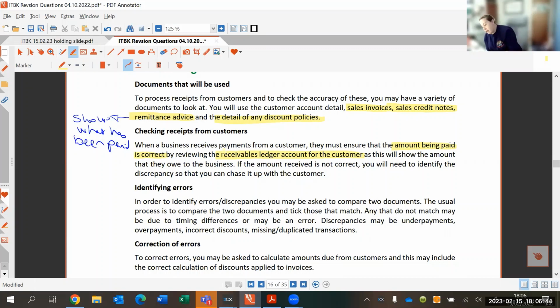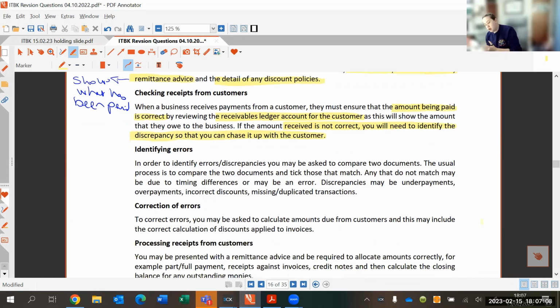If they have sent us the wrong amount, then we need to chase that up with them. You might be asked about that in a sort of true false question, where you select one of the options out of the statements about what we would do. We would obviously chase that up with them and say, this invoice was missing from your payment. Why is that?